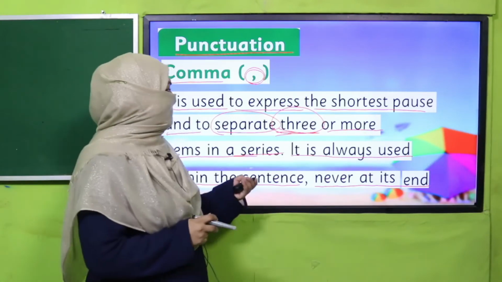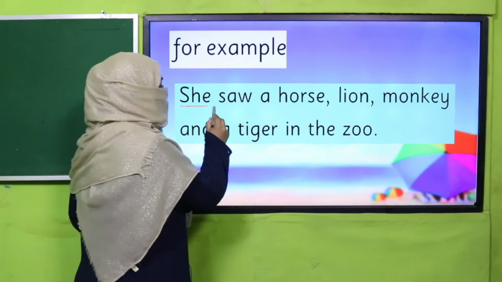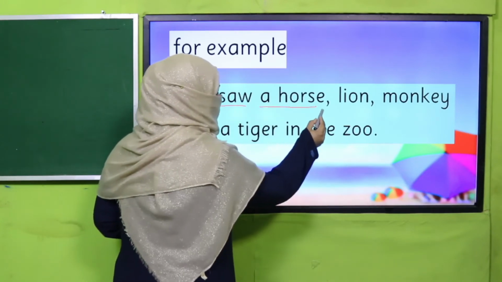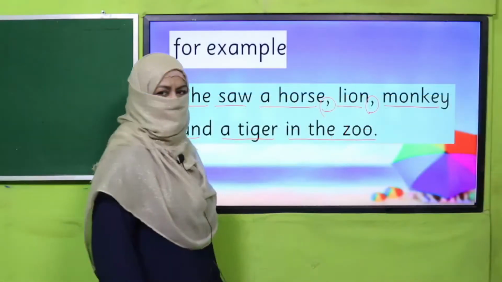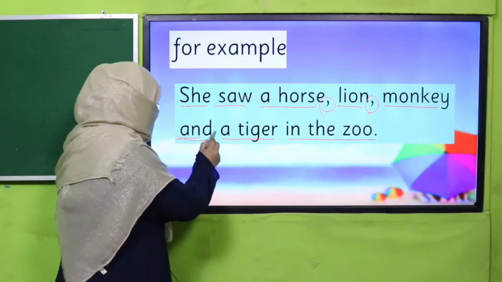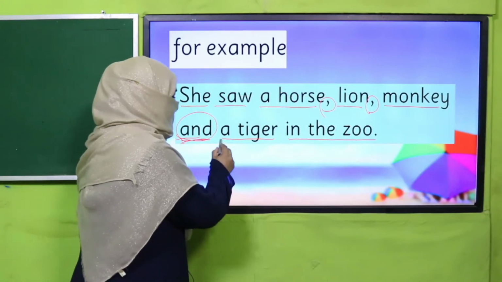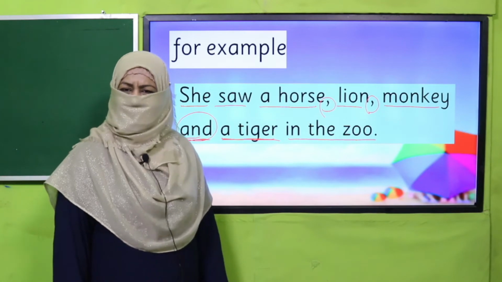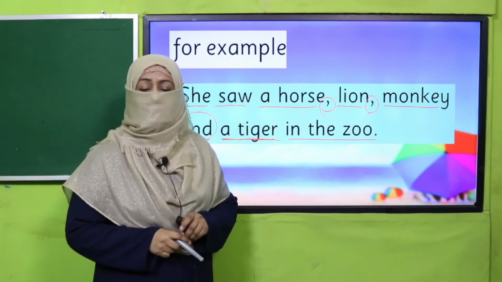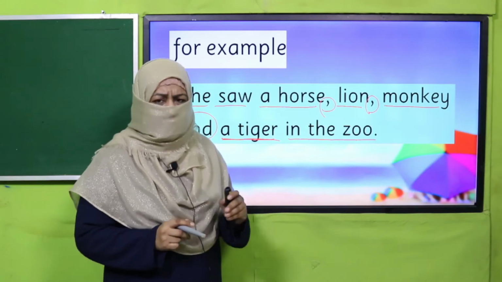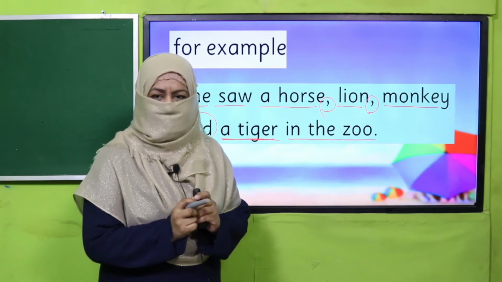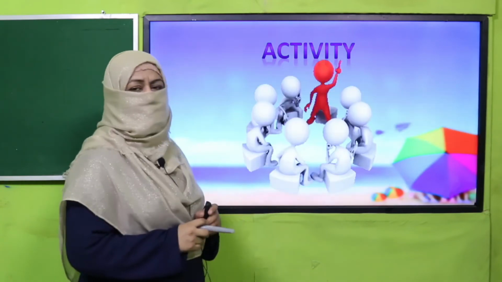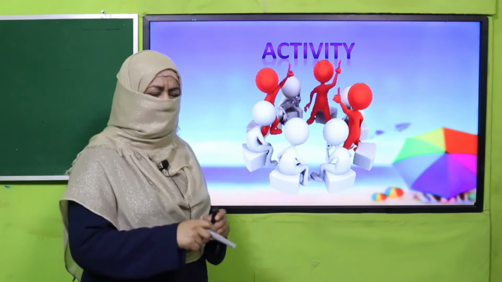Are you clear? Okay, its example is: she saw a horse, comma, lion, comma, monkey, and a tiger in the zoo. And now you know, "and tiger", because this is the last name of the list, right? So this is how we use a comma in a list or in a series of things when we are writing them in a sentence. Are you clear? Okay, so let's practice it through an activity. Are you ready for that? All right.